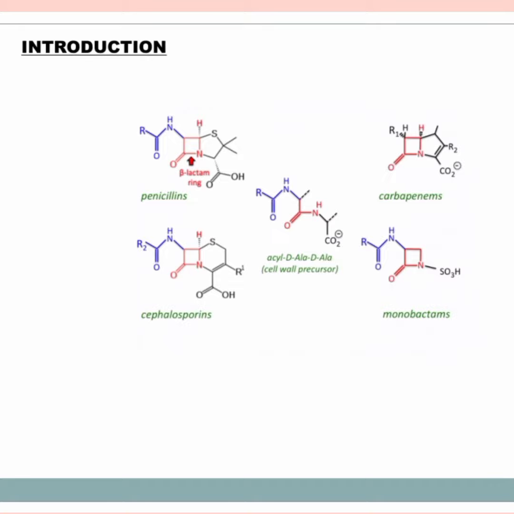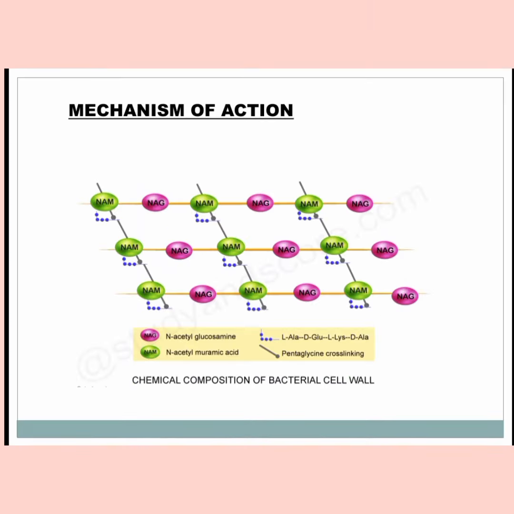The drugs that mainly come under the beta lactams are penicillins, amoxicillin, cephalosporins, monobactams, and carbapenems. So all these come under the beta lactam antibiotics. So let us know what is the mechanism of action of these beta lactams.